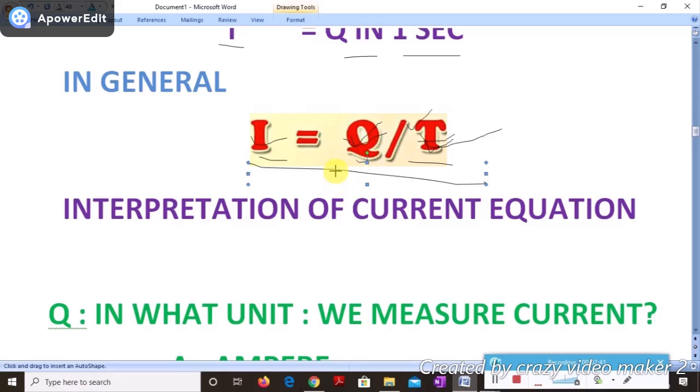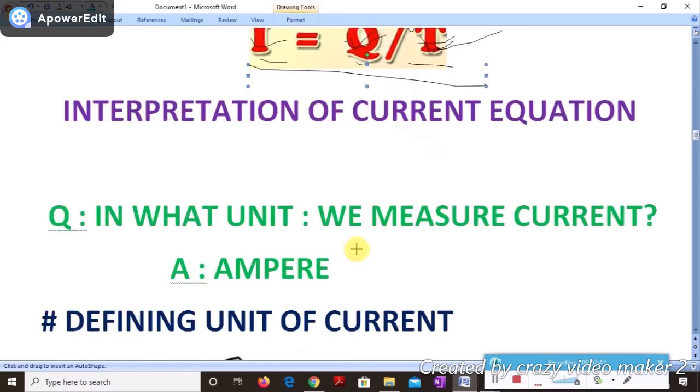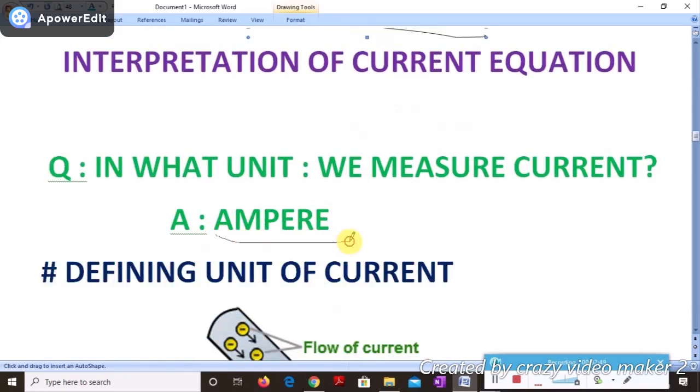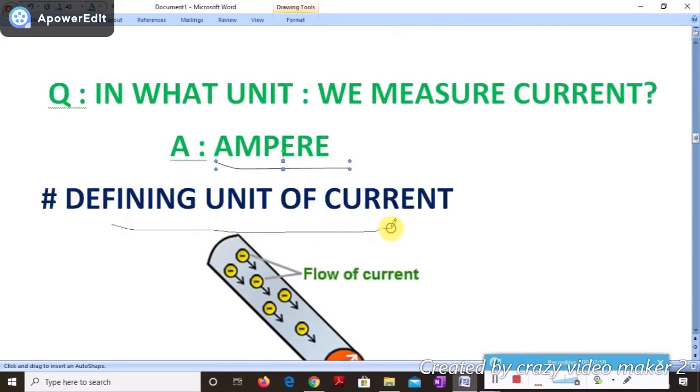Now take some more things. In what unit do we measure current? We measure current in a unit called the ampere, in honor of André-Marie Ampère, a French physicist who did a lot of work in this regard. Now we will define the unit of current.